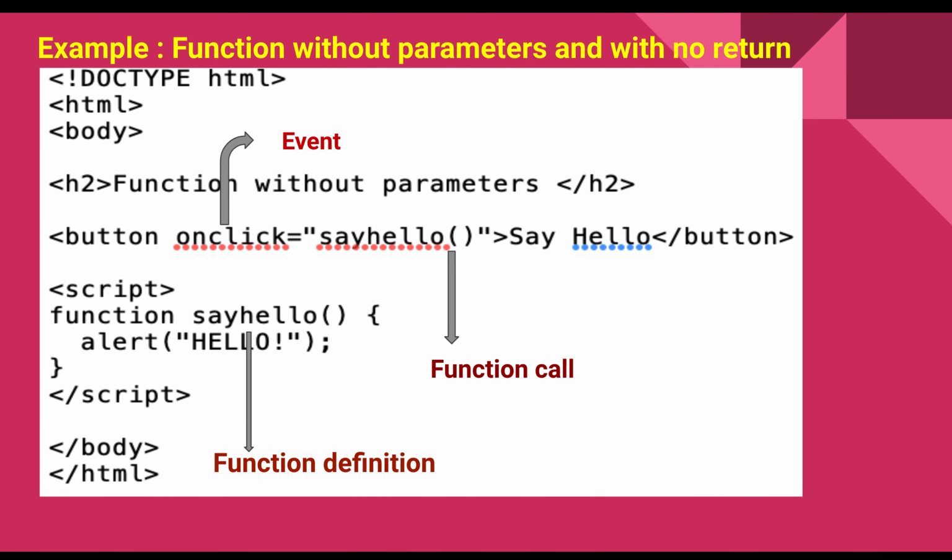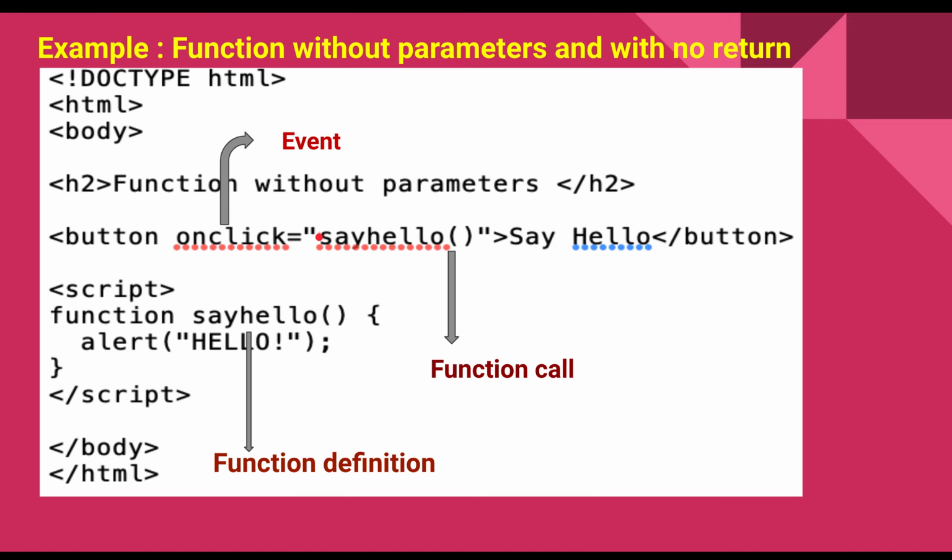The first example uses a function without parameters and with no return values. The program is just to print hello using an alert box. And here you can see I'm using an onclick event. When the button is clicked, in the button control, the onclick event will be triggered, and to the event I assign the function handler, that is the event handler, as sayHello, which is the name of the function here.